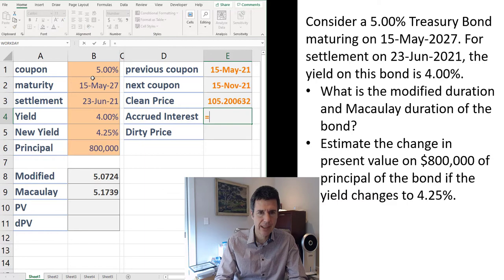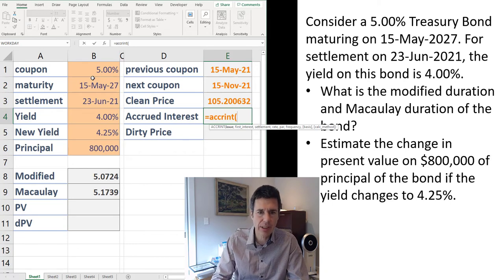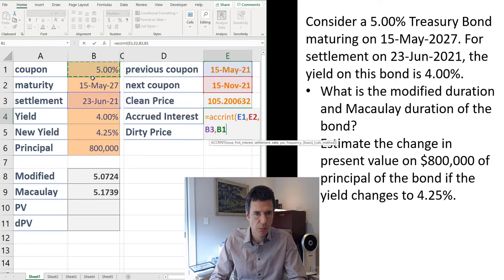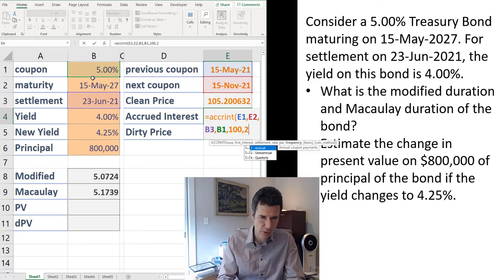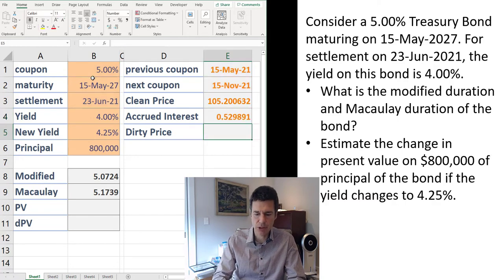Accrued interest I can calculate with the function ACCRINT. The first two parameters are kind of misnamed given what we want to do with this. The issue date is going to be the previous coupon date. The first interest is going to be the next coupon date. So previous, next, and then everything is pretty standard. Settlement, coupon rate, par is 100. It's going to go with our prices. Frequency is 2 for semi-annual. Basis is 1 for U.S. Treasuries. There's our accrued interest.